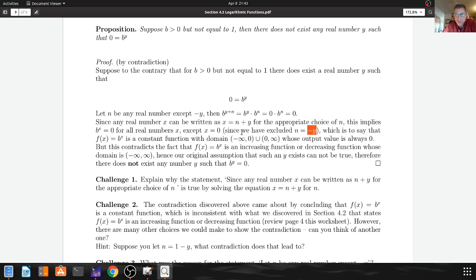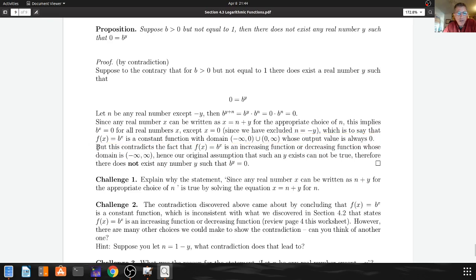So x is excluded. That value of x is excluded, which is to say that f of x is equal to b to the x is a constant function. But it was an exponential function. It is a constant function with domain minus infinity to infinity, so minus infinity to 0, union 0 to infinity. It's a constant function whose domain is all the real numbers except 0, and whose output, the constant value, is always 0.